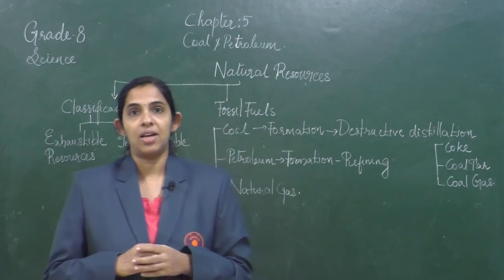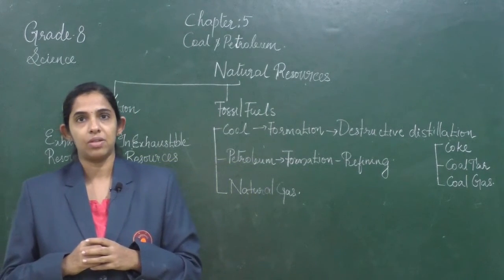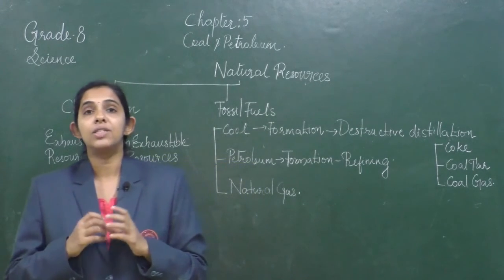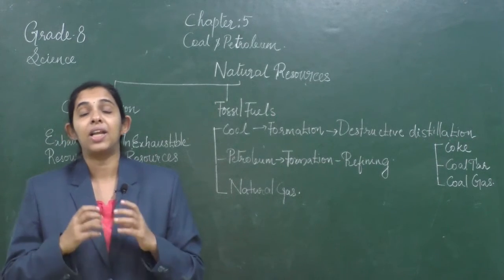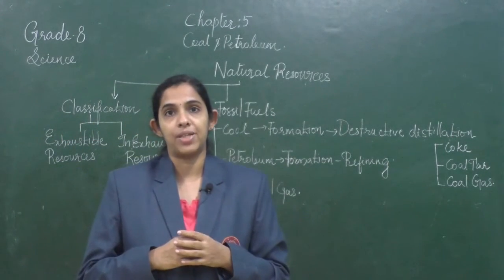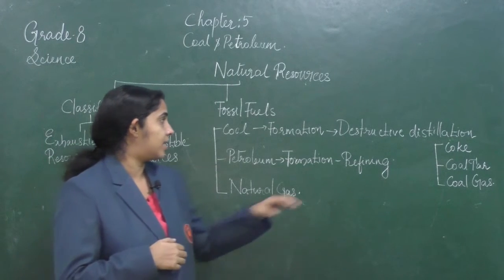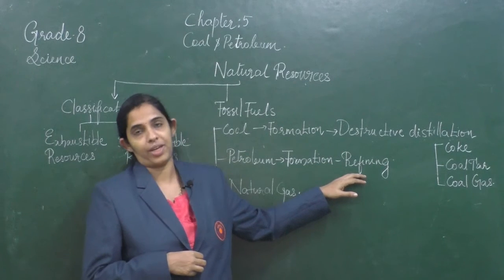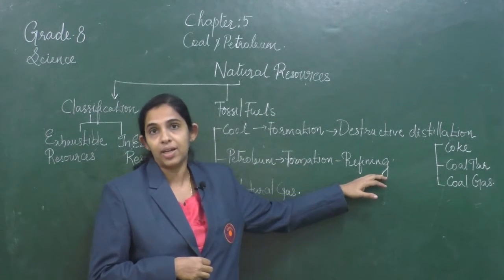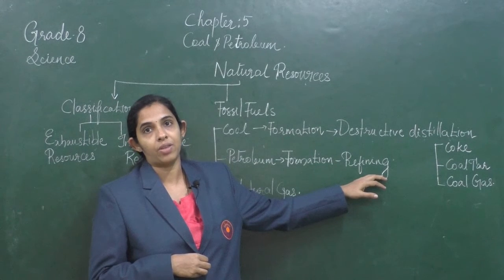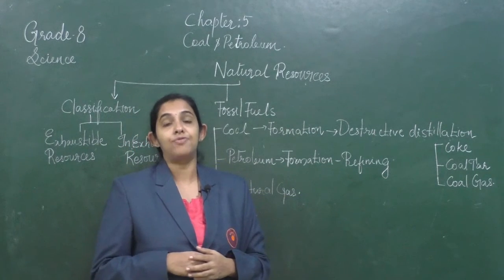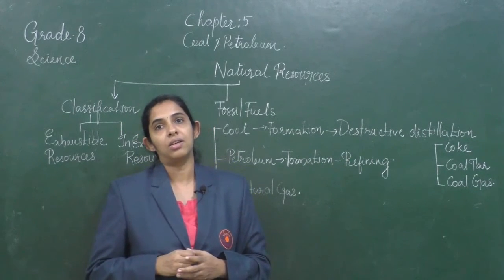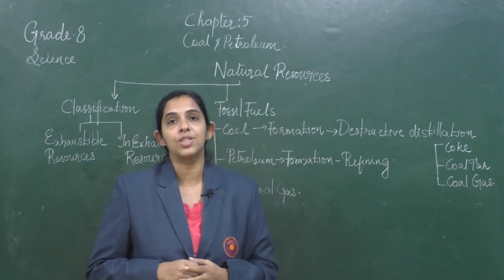Petroleum is mainly a dark oily liquid having an unpleasant smell. The components of petroleum are mainly hydrocarbons and they can be separated using the process of fractional distillation. The process of separating the components of petroleum, we call refining, and refining is usually conducted in petroleum refineries. The major components after the fractional distillation of petroleum are petroleum gas, petrol, diesel, lubricating oil, paraffin wax, etc.